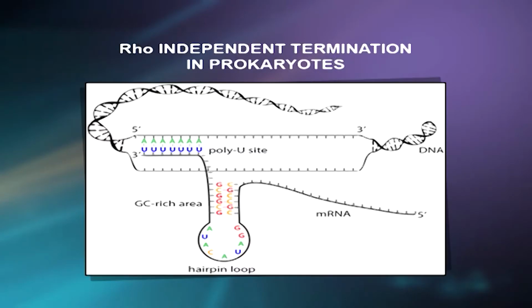Rho independent terminators contain a GC rich region followed by 6 or more AT base pairs. The nucleotide sequence of the GC rich region is such that the regions of the single stranded RNA can base pair and form hairpin like structures. These hairpin like structures form immediately after the synthesis of the participating regions of the RNA chain and retard the movement of RNA polymerase enzyme along the DNA, causing RNA polymerase to slow down or pause in transcription.